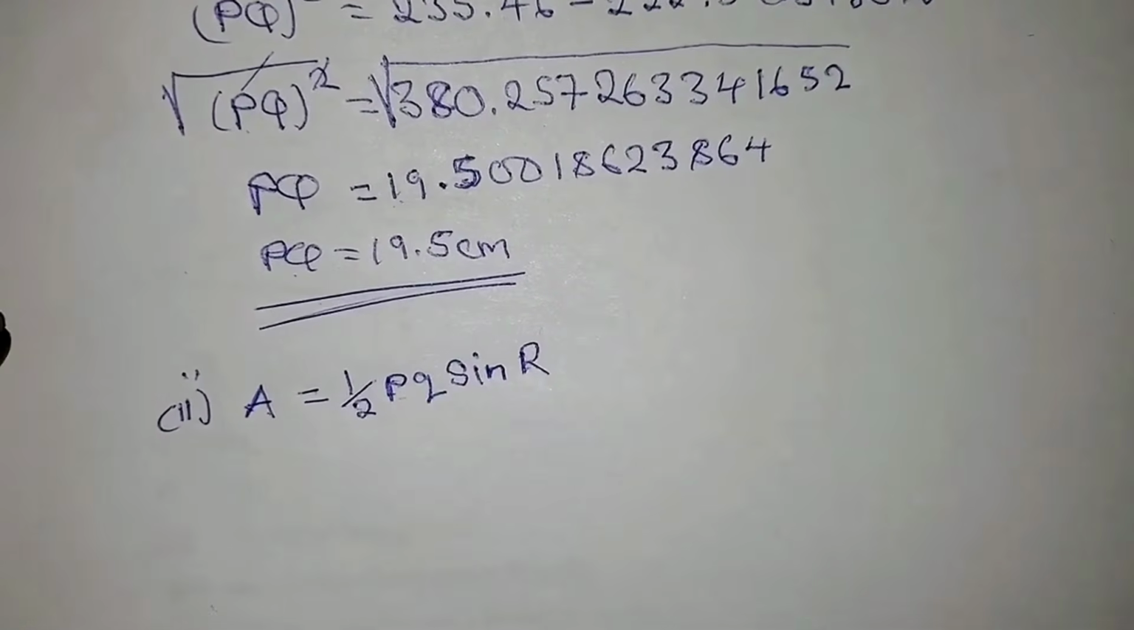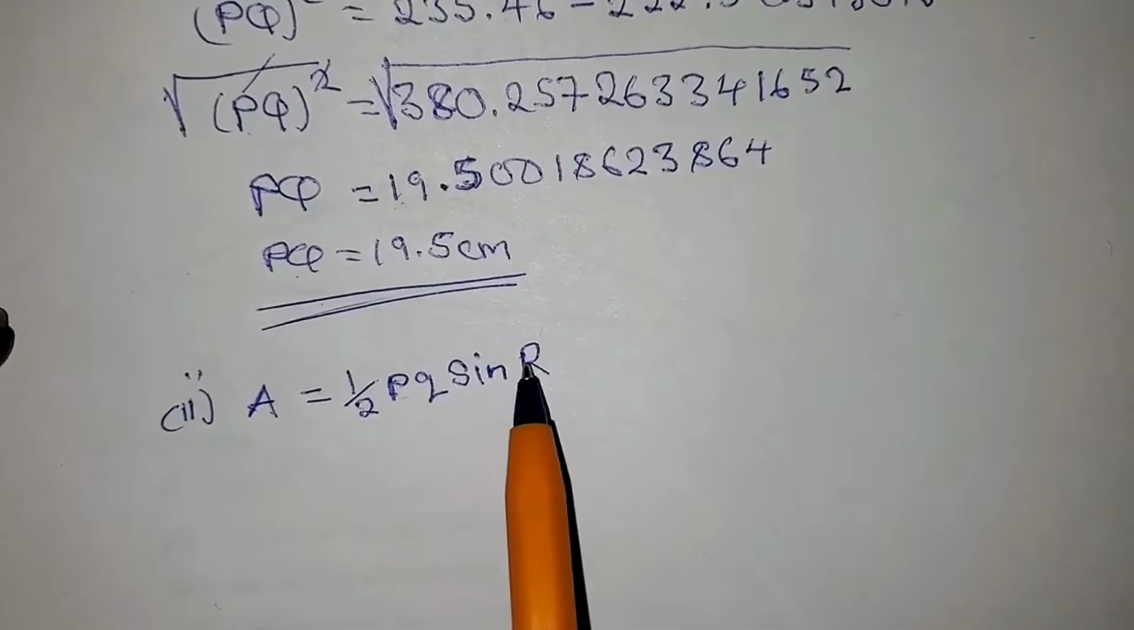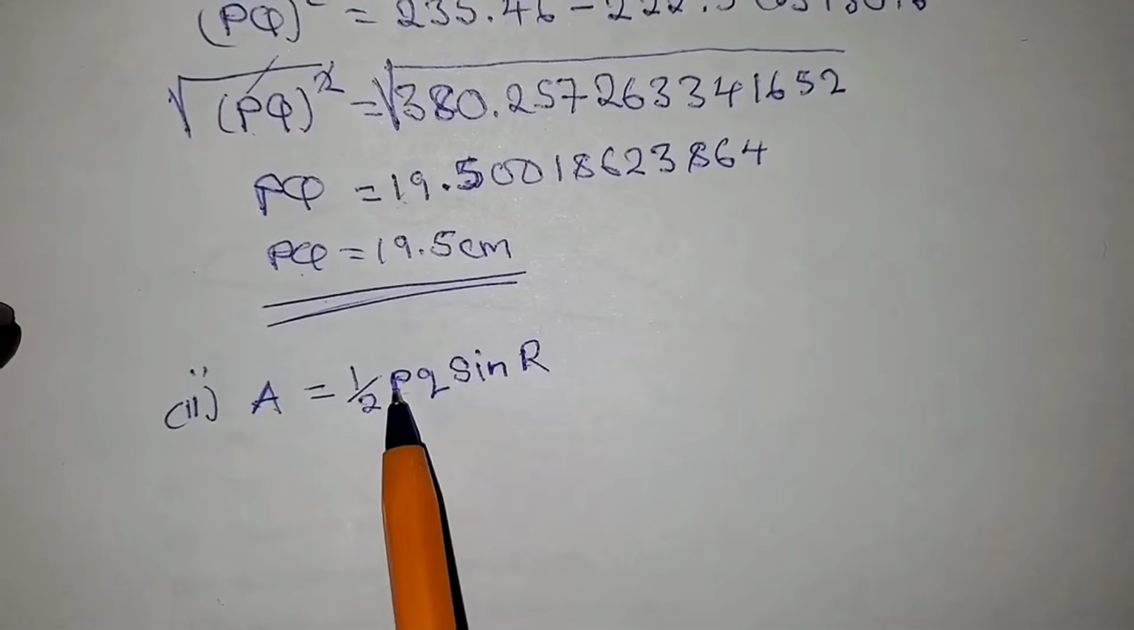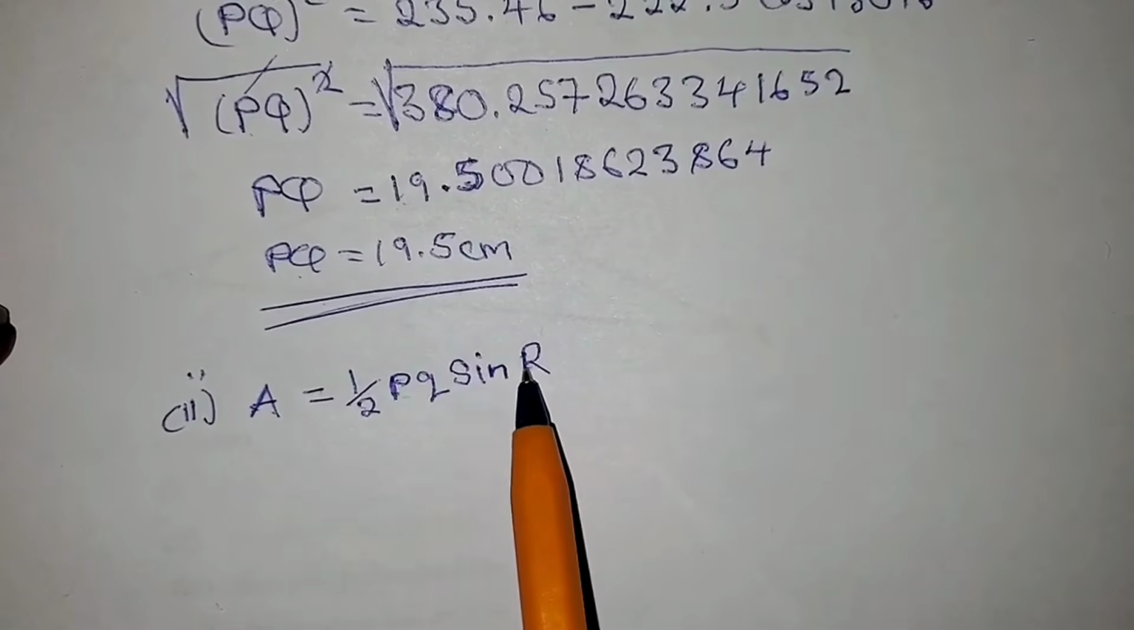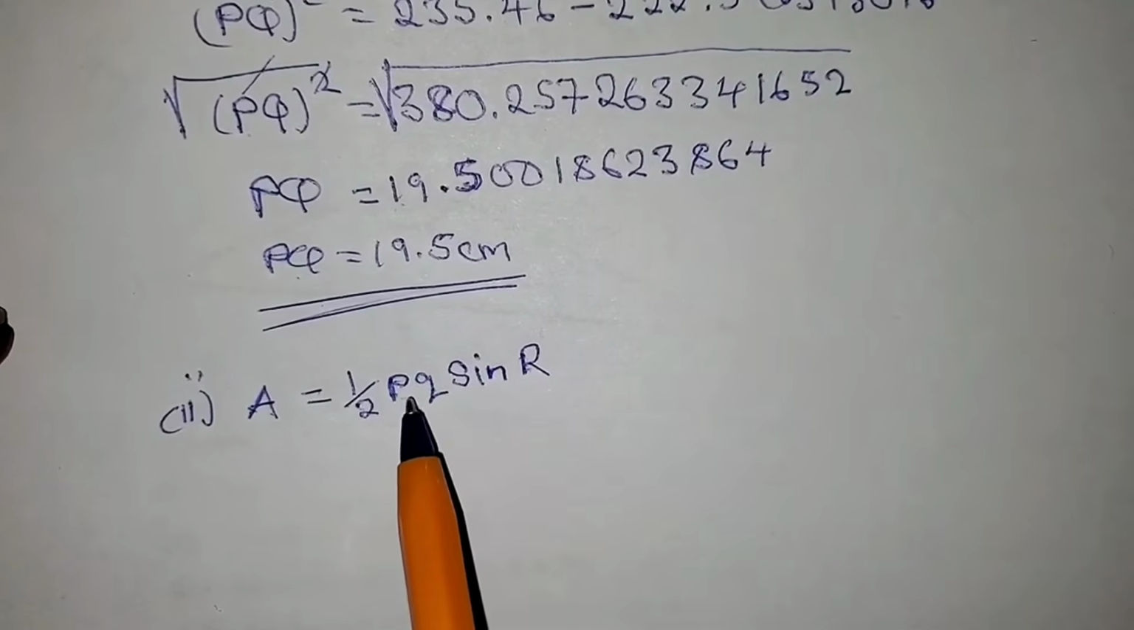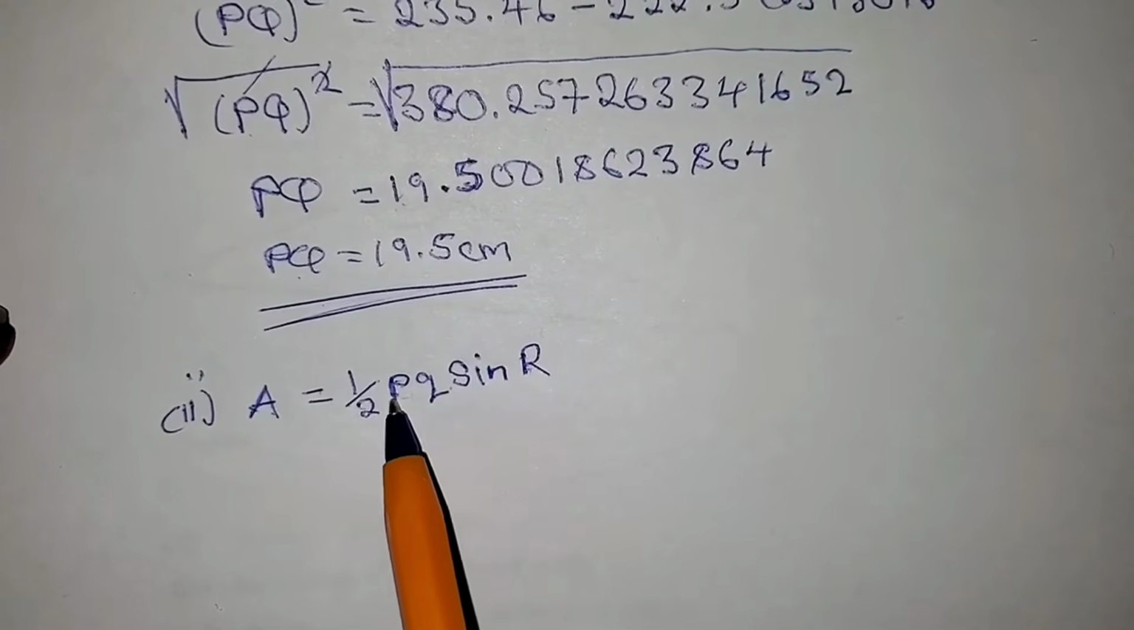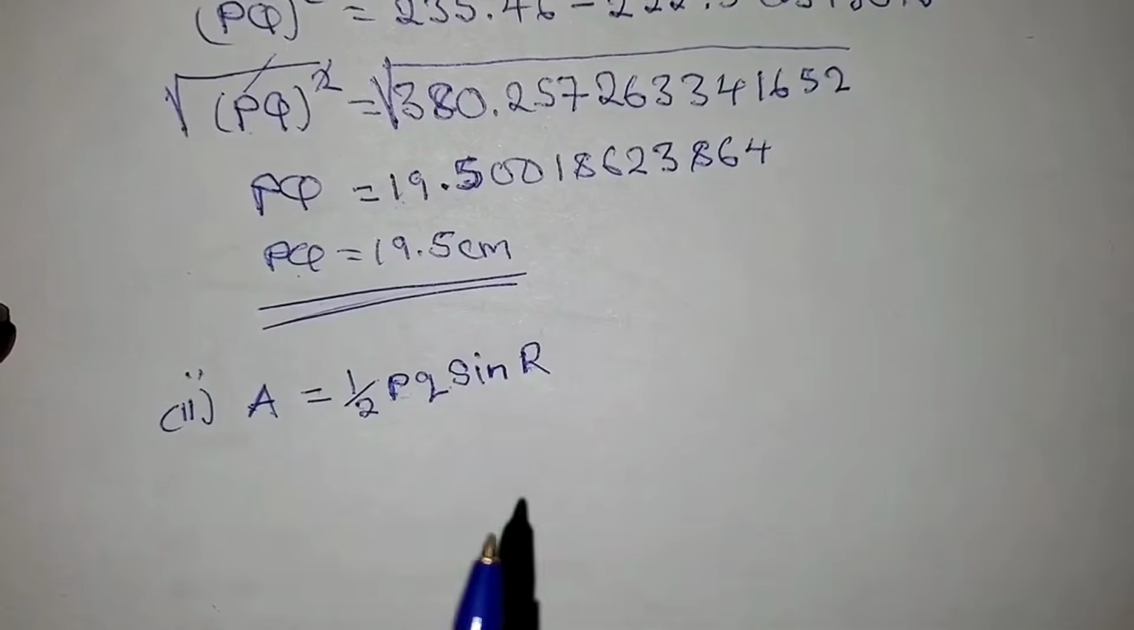In other words, the letters shouldn't repeat here. If you write P here, you shouldn't use the angle P. If you write Q here, you shouldn't use PQ here. That's why every letter here has been represented: P, Q, and R.